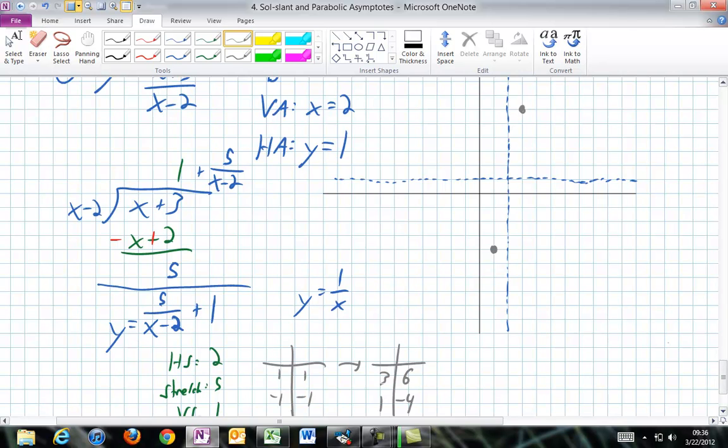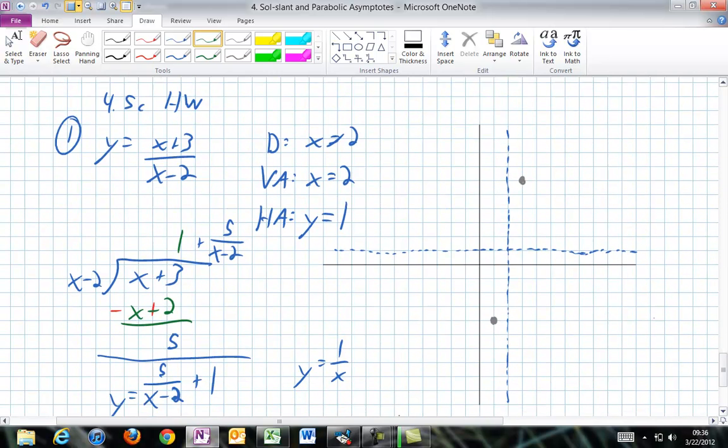One more thing I would probably want to do would be x and y intercepts. I'm going to do that over here because I can use this space since it won't be there. If I do the y-intercept, it's always easy to go back to the original equation. Plug in 0 for x, and I get 0 plus 3 over 0 minus 2, or negative 3 halves. So my y-intercept should be right here. I would expect 1 x-intercept, not 2, but 1.